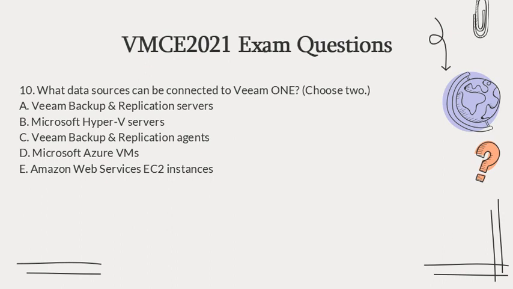10. What data sources can be connected to Veeam ONE? Choose 2. A. Veeam Backup and Replication servers. B. Microsoft Hyper-V servers. C. Veeam Backup and Replication agents. D. Microsoft Azure VMs. E. Amazon Web Services EC2 instances.